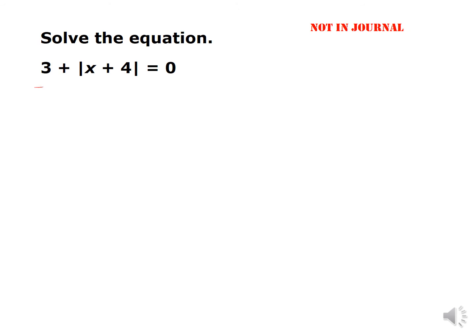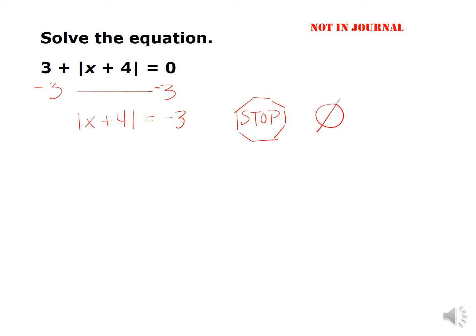Okay, for this one, I'm going to subtract 3 from both sides, and I get the absolute value of x plus 4 equals negative 3. As soon as I see that, stop signs should blare in my head. Stop! That is not possible. The answer is the null set. An absolute value can never equal a negative number.